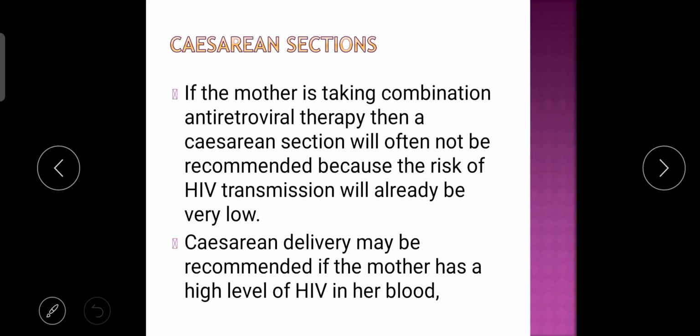In case of cesarean section, if the mother is taking combination antiretroviral therapy, then a cesarean section will often not be recommended because the risk of HIV transmission will already be very low. So cesarean delivery may be recommended if the mother has a high level of HIV in her blood.